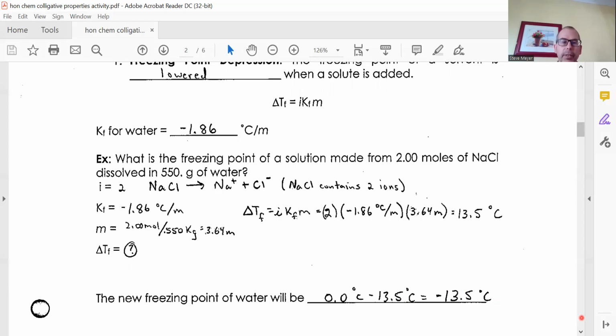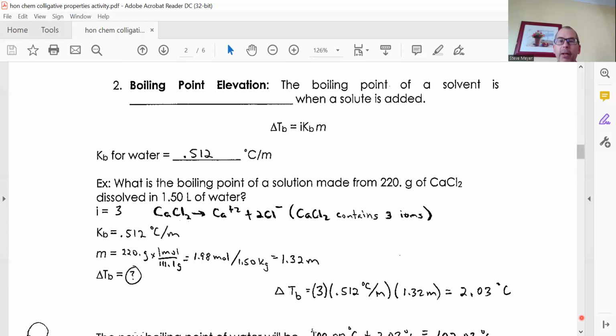Okay, let's go to another example of boiling point elevation. The boiling point of a solvent is raised, doesn't say that here, when a solute is added. Here is our formula, and this is the Kb for water. Notice there's a positive sign there. It actually raises the boiling point. And the other one was negative 1.86. This is smaller by a factor of what, 3 or 4 times smaller.